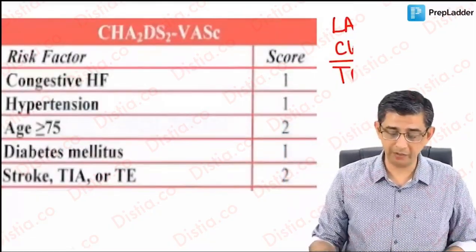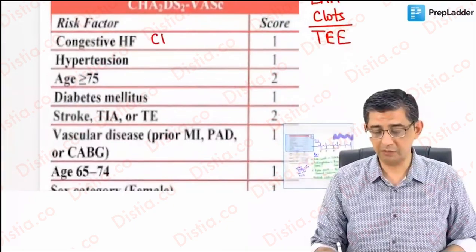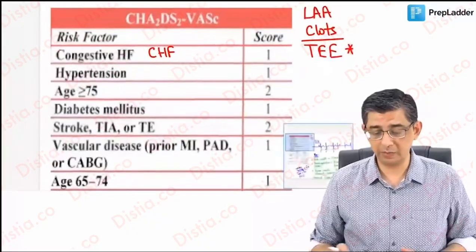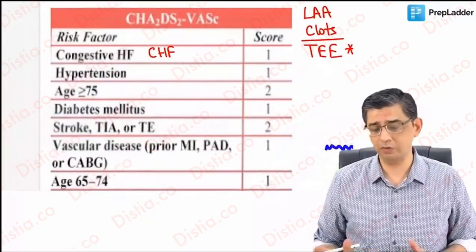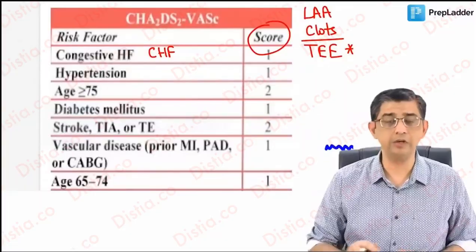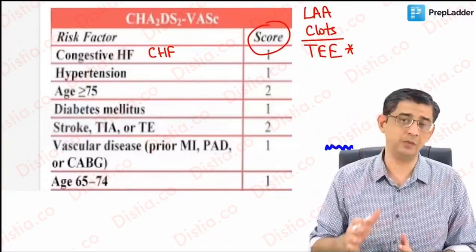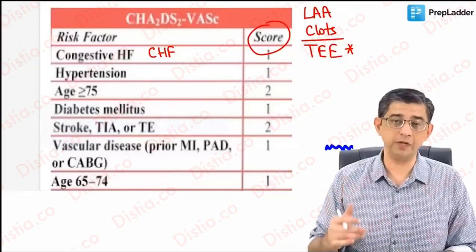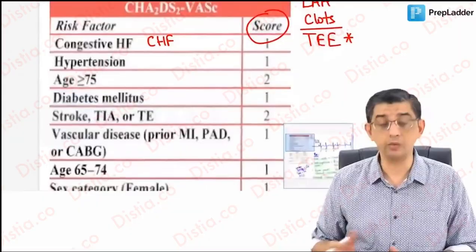Just look at the parameters here. Alphabet C stands for congestive heart failure, then hypertension, then the age of the patient. You can see that the scores are given. You don't need to remember the scores per se. What you need to remember is mainly the parameters. So just get the parameters right. CHA2DS2-VASc: congestive heart failure, hypertension, age, diabetes mellitus, stroke history.